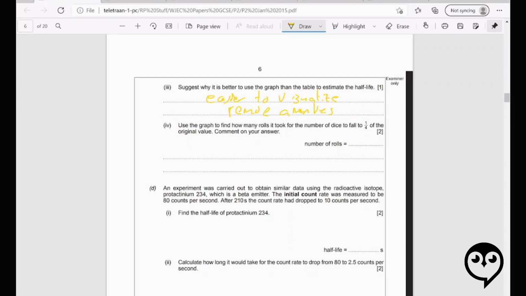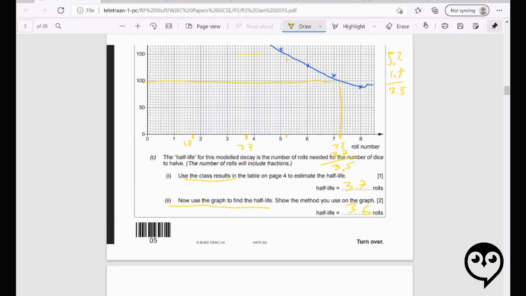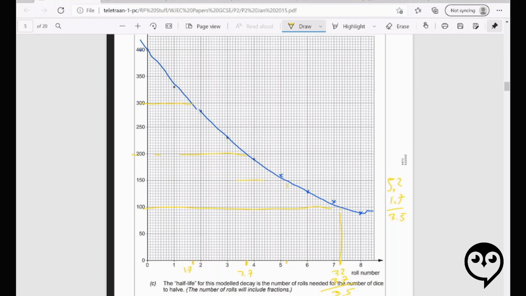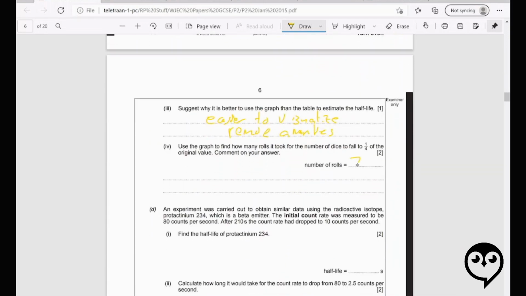Use your graph to find how many rolls it took for the number of dice to fall to 1/4. Well, if we had 400, we'll go down to 100. We can compare those. What was this? This is a 7.2. And again, it took 7.2 rolls, and that's basically, we can say, hey, that's 2 half-lives, isn't it? Because we had said it's about 3.6. Okay, and it matches it. It matches with 2 half-lives of our calculated half-lives. Let's see if that's good enough for what they want.